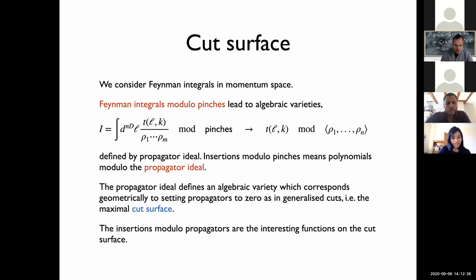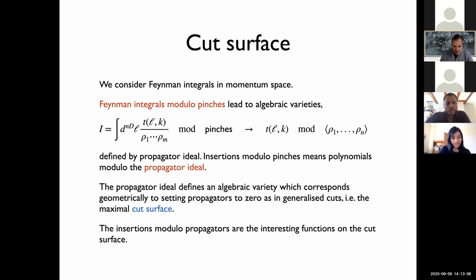So first of all, two things get introduced here. You have the propagators, or the set of propagators. This set of propagators forms algebraically an ideal. And we can also associate to this set of propagators a surface, meaning that if we set all these propagators to 0, then we get an algebraic variety. So it's this surface, this algebraic variety that I want to call the cut surface. So you see at the same time the algebraic and the geometric picture of this variety here. So one thing is discussing things modulo pinches, and the other thing is setting these propagators to 0.